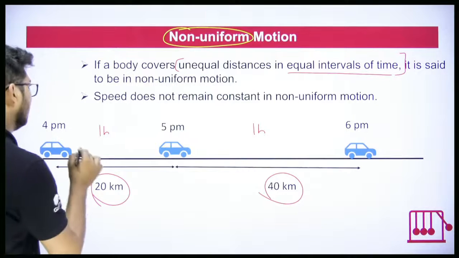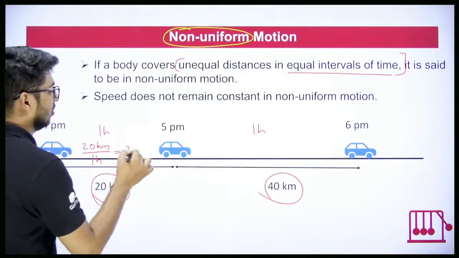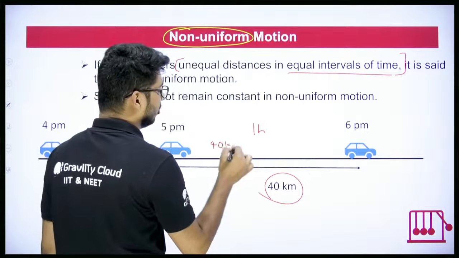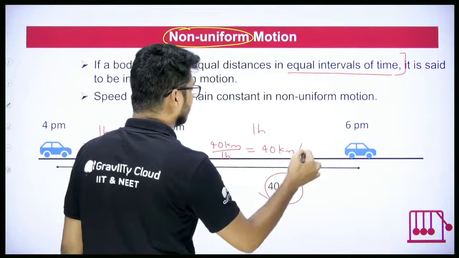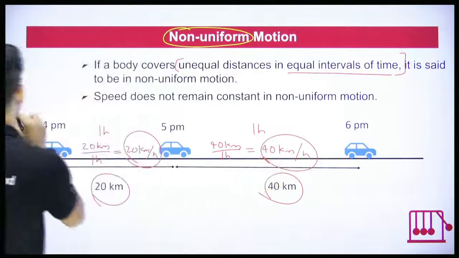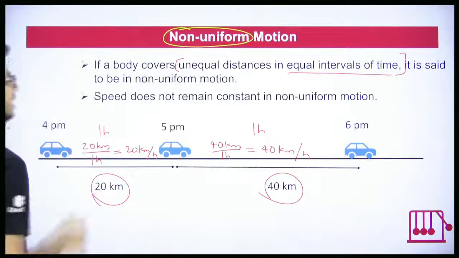And if you look at the speed, here speed is 20 kilometer upon 1 hour, 20 kilometer per hour. Here it is 40 kilometer upon 1 hour, 40 kilometer per hour. Obviously here speed is 20 kilometer per hour, here speed is 40 kilometer per hour. The speed is clearly different.